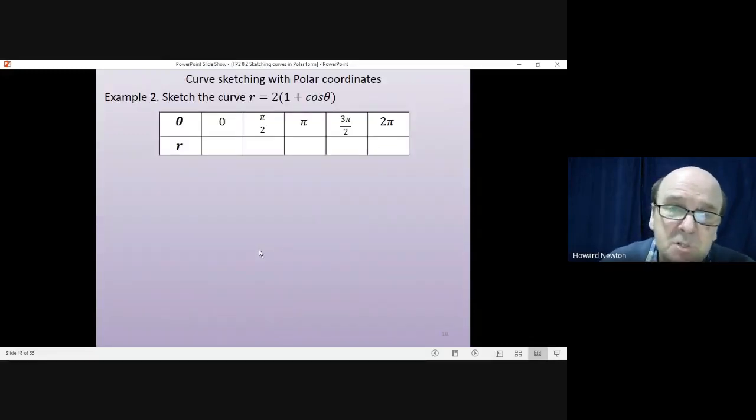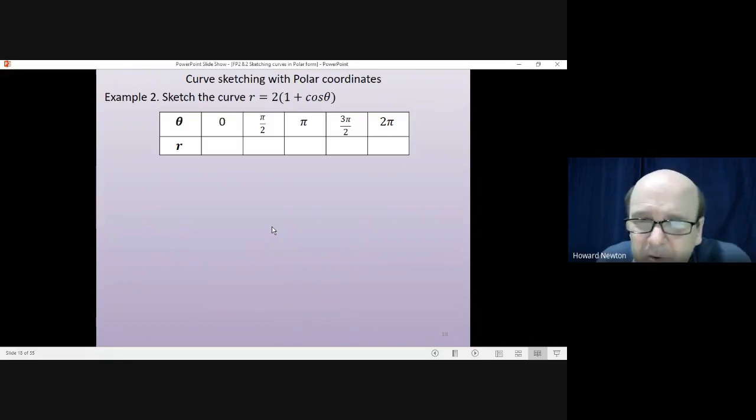Okay, example 2. This time we are going to draw a table, plot the points, and then try and guess what the right way is to join them together. So complete the table, plot the points, and then see if you can work out how you should connect them. I'll let you have a go at doing this. Pause the video, come back to me when you're ready.